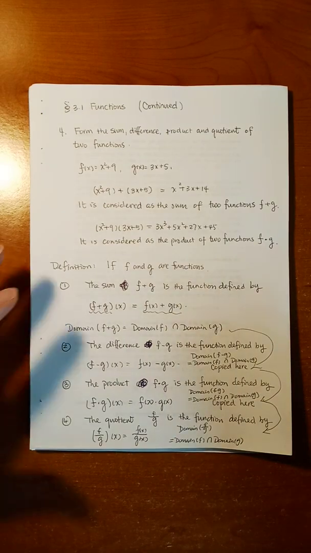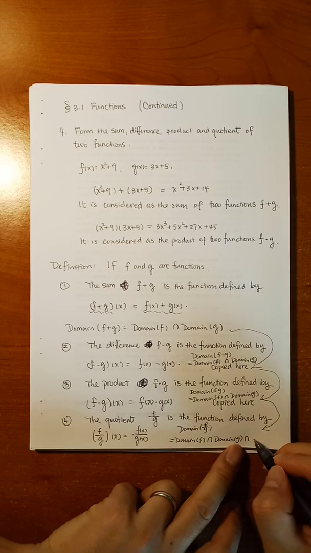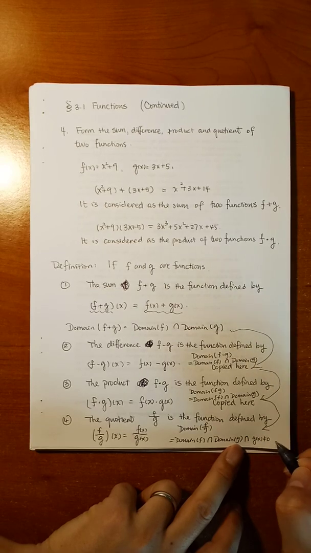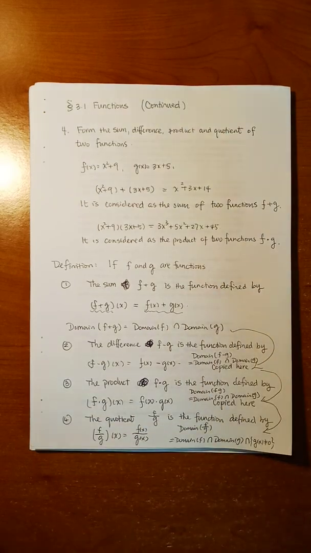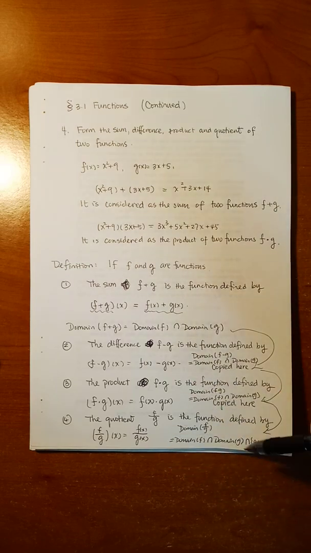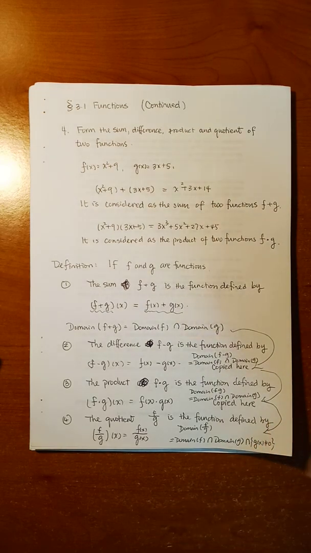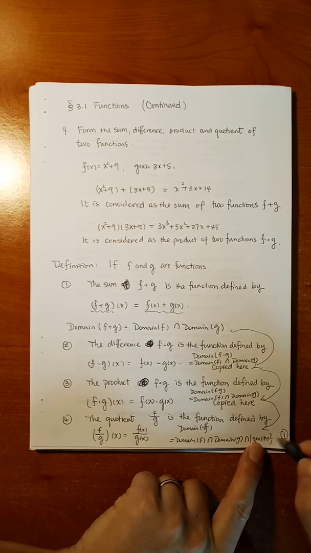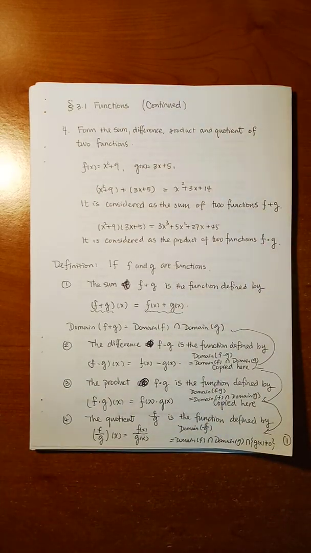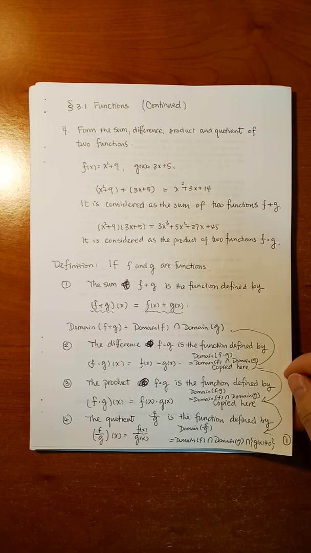Whenever you have a denominator, be careful. And intersect g(x) is not equal to 0. So if the value of x makes g(x) equal to 0, you have to remove it. Okay, so when you have a quotient, whenever you have a denominator, you need to make sure the denominator is not equal to 0. Okay, so that's the straightforward definition.